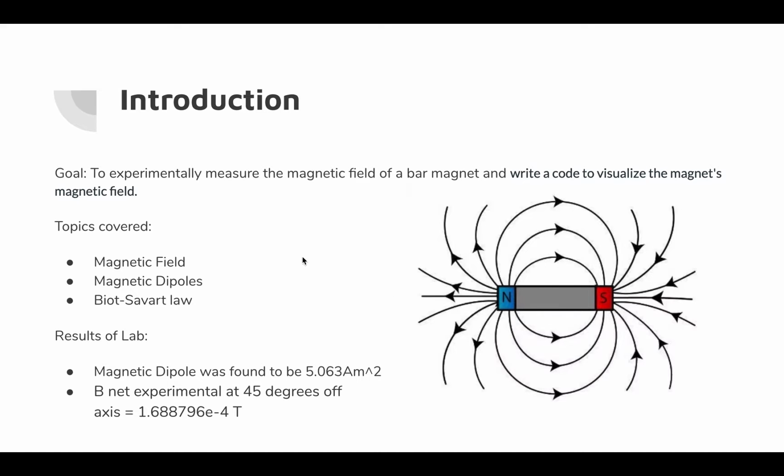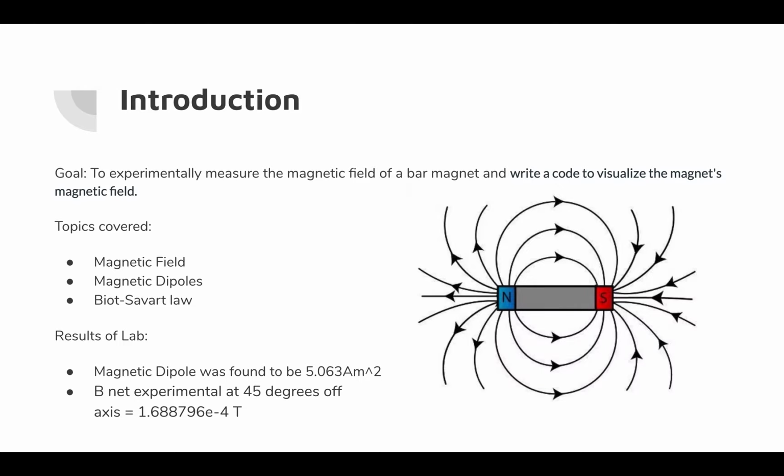So some of the topics we covered were magnetic fields, and then we actually saw that the bar magnet acts as a magnetic dipole, and finally we covered Biot-Savart's law, which refers to the magnetic field due to current. However, it's actually applicable in our lab because we had to compare our measurements to the distance dependence predicted by the equations for the on and off axis magnetic fields, and that was actually derived from Biot-Savart's law.